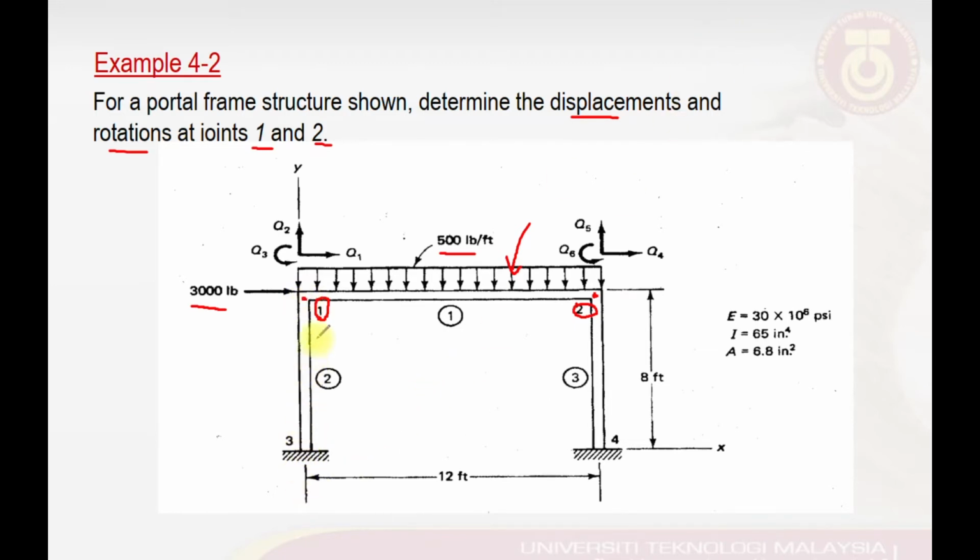The frame has three elements. Element number 1, which is spanning from nodes 1 to 2, element number 2 spanning from 1 to 3, and element number 3 spanning from 2 to 4. The size or geometry of the structure is given as 12 feet length and 8 feet high. The material properties are provided here as well, which are the modulus of elasticity, its second moment of inertia, and the cross-sectional area, which is given as 6.8 inch square.